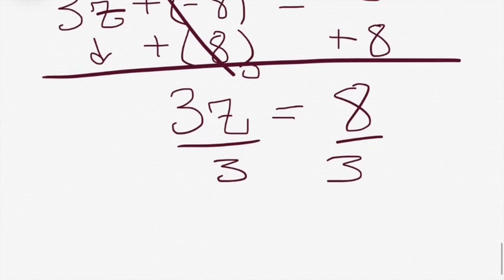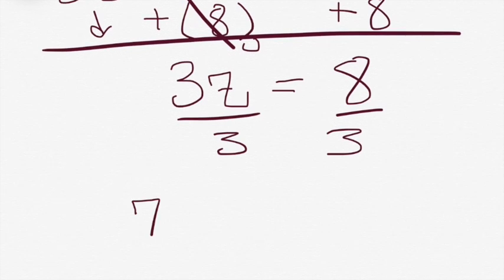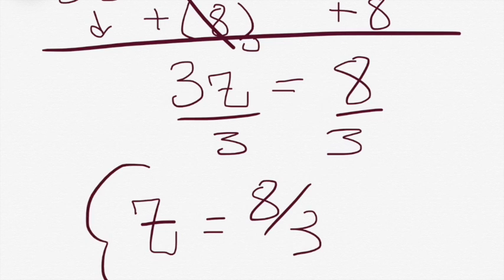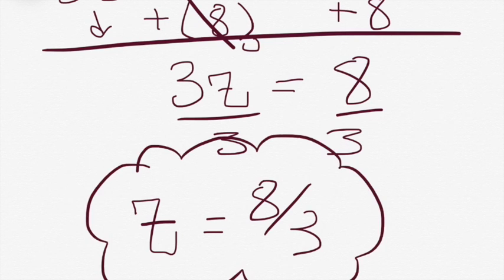Now we're going to divide by 3 on both sides. z is going to be equal to 8/3. Again, fractions are your friends, and we like that 8/3.